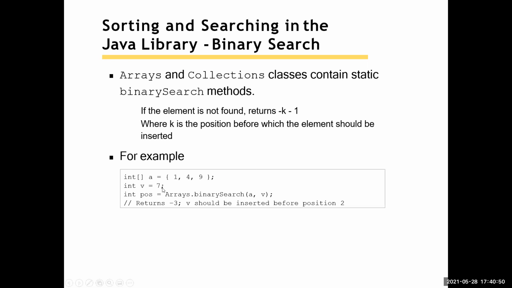In this case, I was looking for 7. It's going to return me minus 3. That means if I apply minus k minus 1, position 2 would be the one where I can insert this. So if you search using the binary search, it's going to give you the position that you can insert that if you want to insert. Does that make sense? I want you to be sure that you understand this. I can guarantee you this is going to show up on your test.